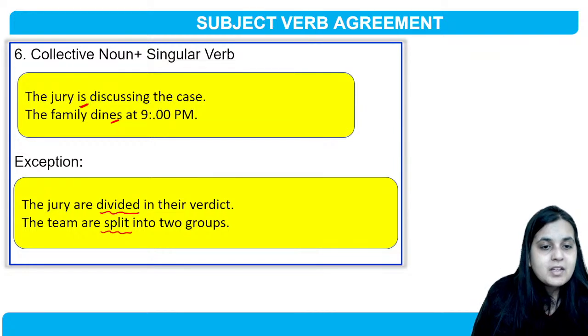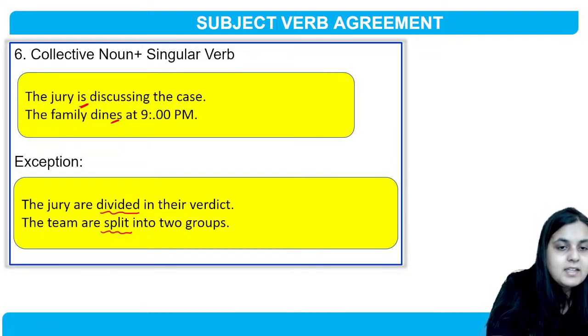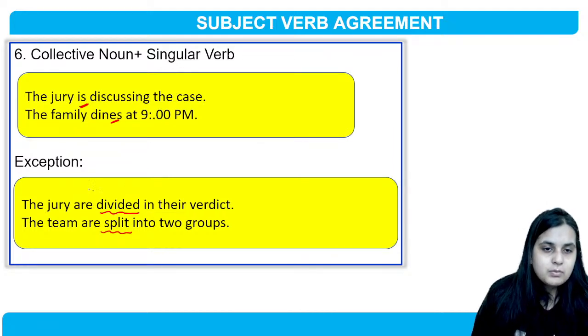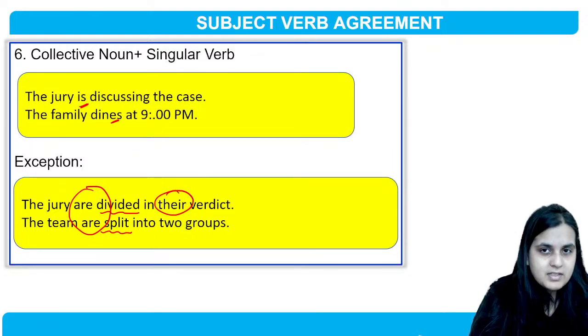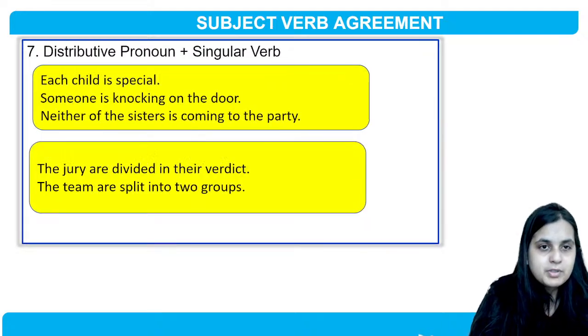Come on, quickly. So when the collective noun is, let's say, divided or split up, it's no longer together, it's no longer a single entity, then you treat it as plural. Got it, guys? Clear, everyone? As long as the collective noun is together, singular. If the collective noun is divided, split up, plural.